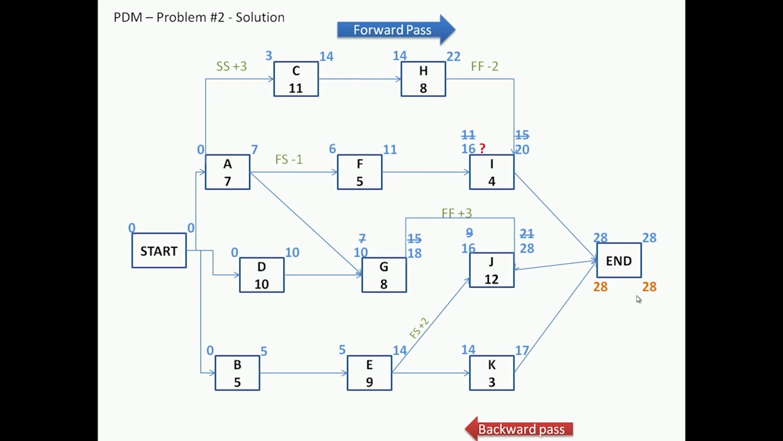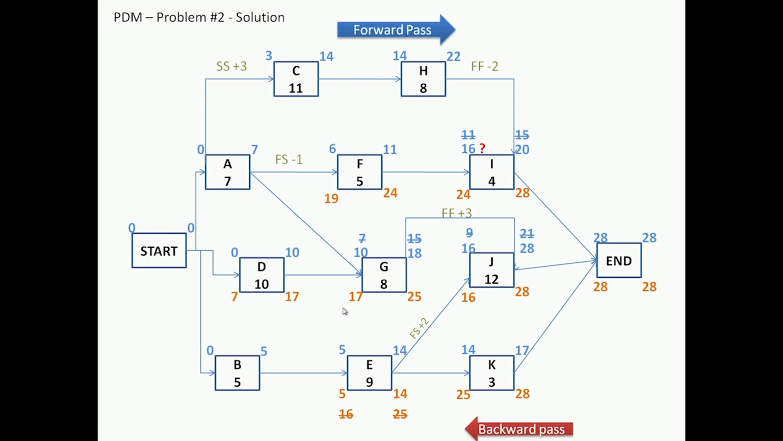Now I start the backward pass. As we go over the backward pass, again my late finish, late start, late finish, late start. I go back here, where this is the only relationship, so it's 28 minus 3, which comes to 25. Then back here I have two options, one is 14, coming from 16 and 2, that will be 14, or 25. I go with the minimum here, and so on.